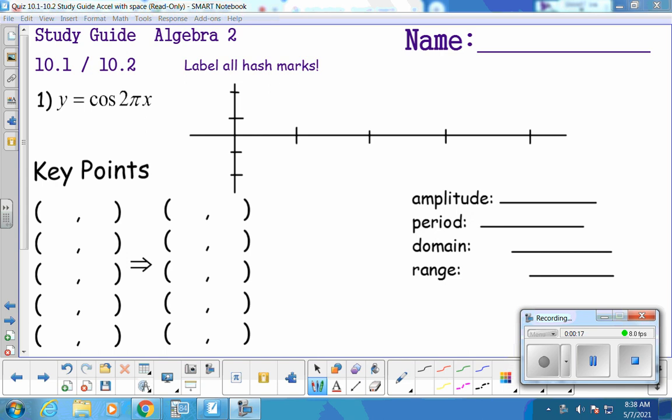We are doing the 10-1, 10-2 study guide. Who is excited? Woo! You guys are really energetic for a Friday morning. I'm glad I'm recording in second period and not first where they're sleepy.